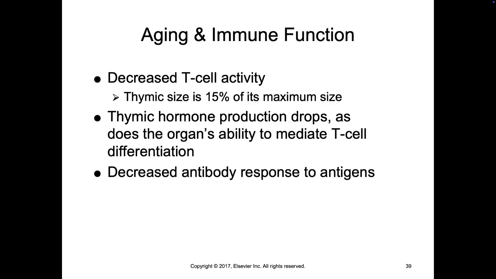As we age, our thymus is going to decrease in size and activity. Thymic hormone production stops, as does the organ's ability to mediate T cell differentiation, and decreased antibody response to antigen results, because there basically are fewer lymphocytes to do the job, including helper Ts. And this is one of the reasons that as we age, we get sicker quicker, and it takes longer to clear infection.